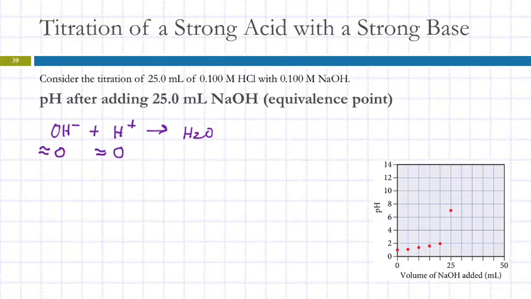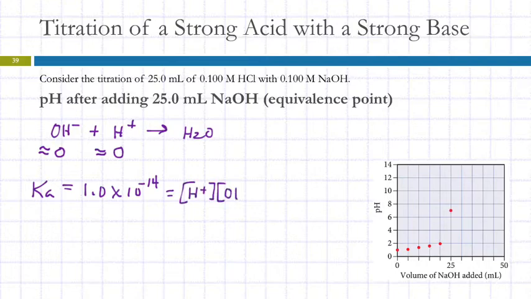Because the Kw for water is 1.0 times 10 to the minus 14, right? Which is equal to the hydronium or hydrogen ion concentration times the hydroxide ion concentration. So the hydrogen ion concentration then is 1.0 times 10 to the minus 7, so the pH is 7.